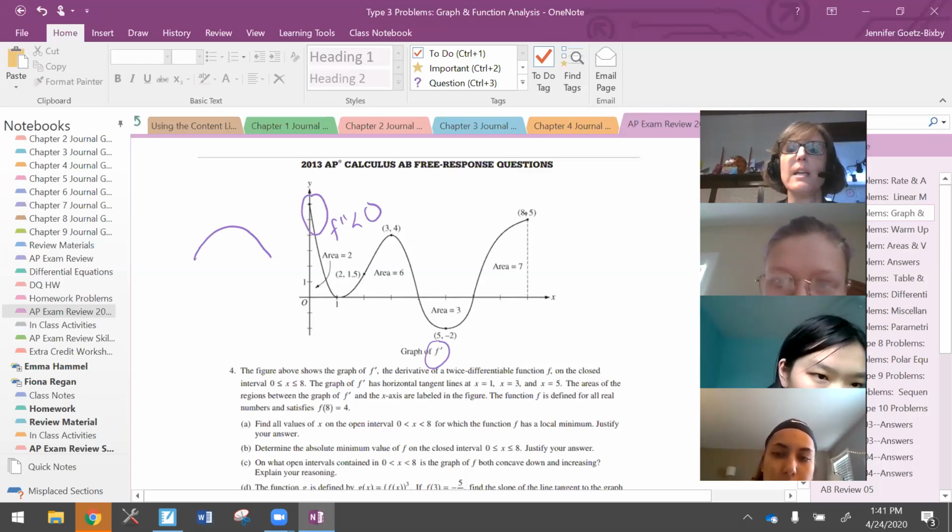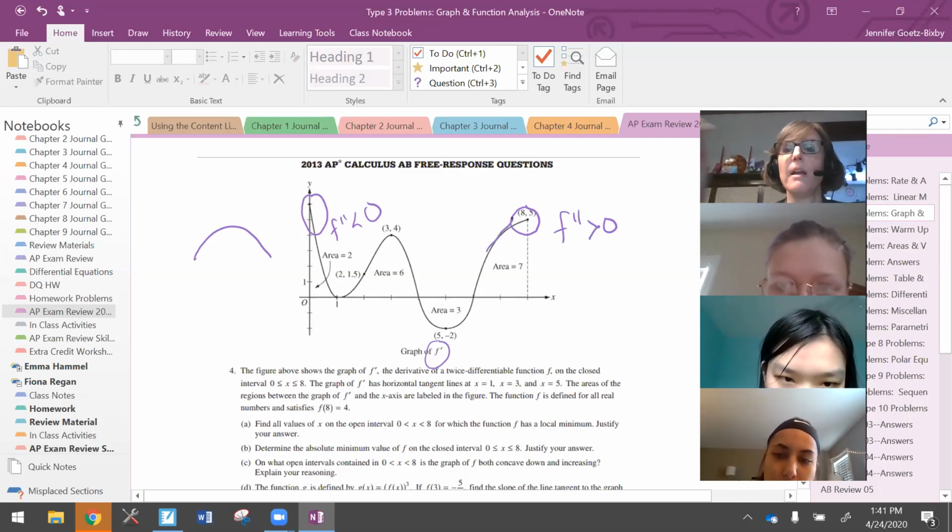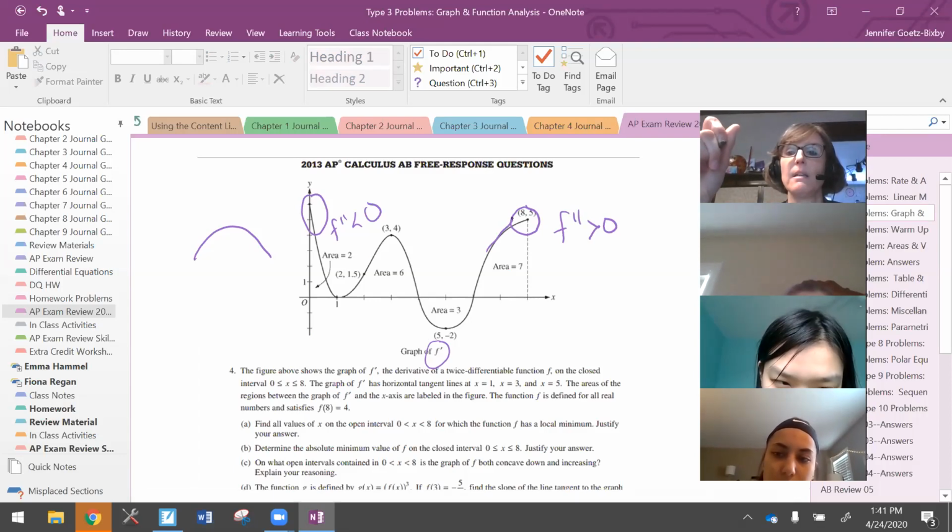Okay, over here at x equals 8, what's the sign of f double prime going to be? Positive. Yeah, okay, those slopes are positive there. And if f double prime is greater than 0, what does that tell me about the concavity? Concave up, so it's going to look like this.